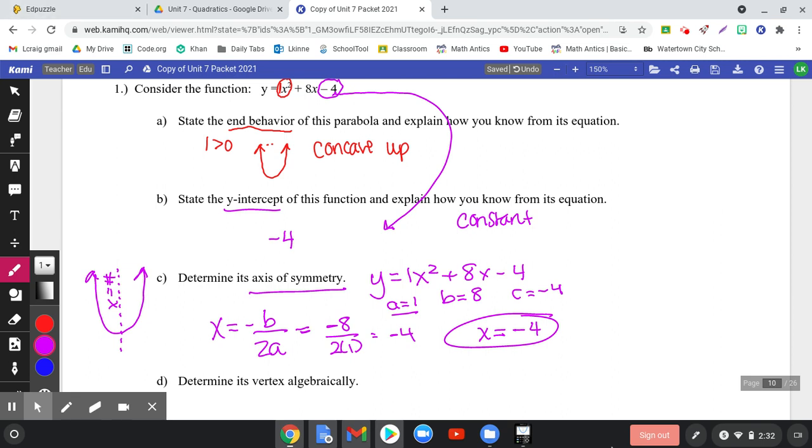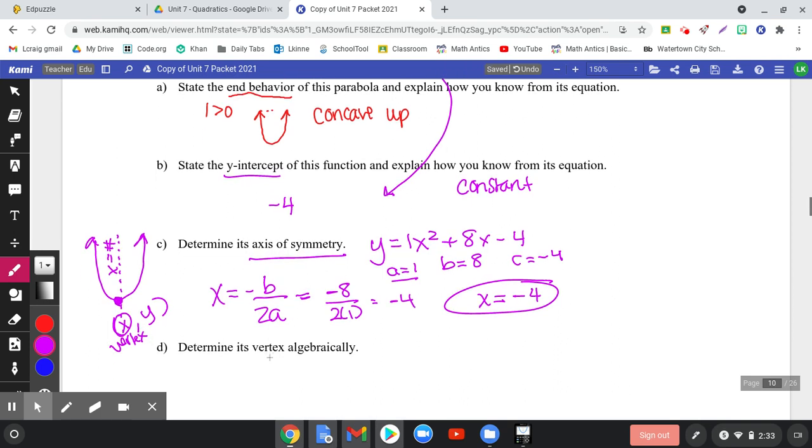Now, the thing to remember about the axis of symmetry, it also runs through your vertex. It's the x value in your vertex. Okay? So if I want to figure out what the vertex is, and I know that the axis of symmetry is -4, I can plug this in to the equation.